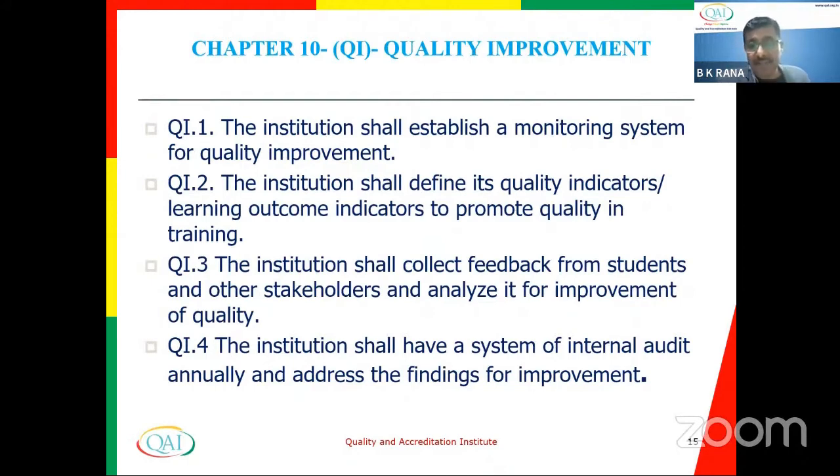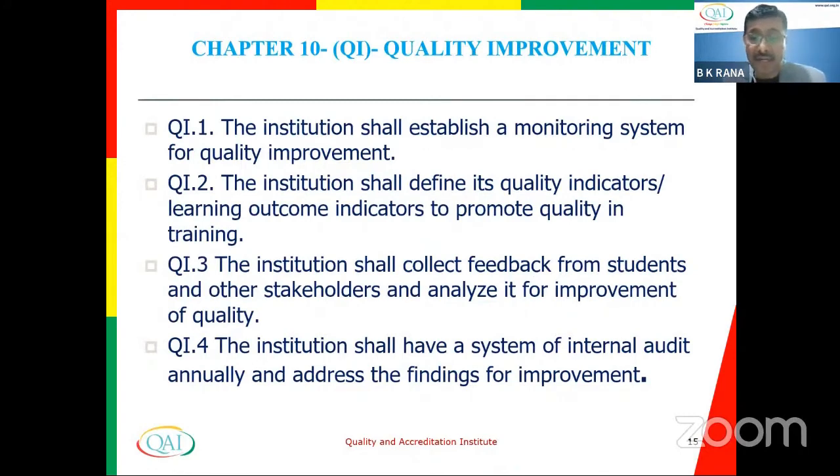So institutions shall establish a monitoring system for quality improvement. You shall establish a system for how you are going to monitor your quality improvement processes and how you will demonstrate that there is improvement. The institution shall define its quality indicators, learning outcome indicators to promote quality in training. So you define your performance indicators, right? These are the indicators which we will measure, and based on which we will say we are going up or down or standing still. That will give you a measure to identify opportunities for improvement.